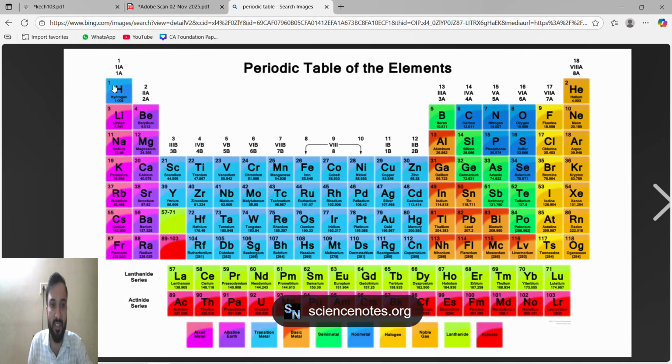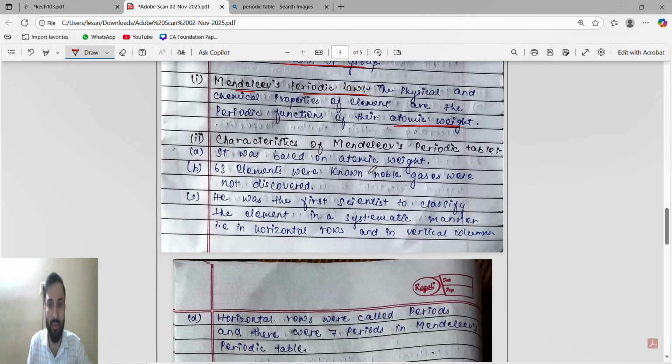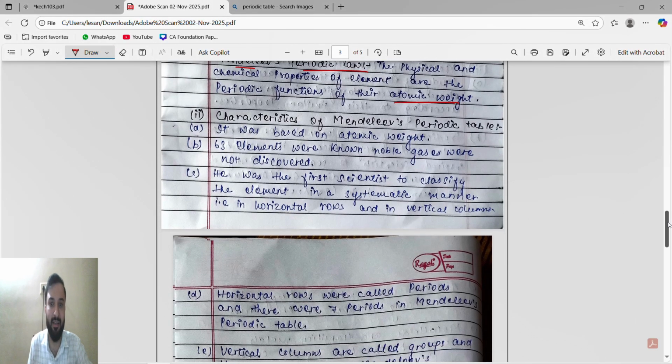See how easy atomic number is: 1 2 3 4 5 6 7 8 9 10 11 12 13. See atomic weight: 1 4 6 9 10 12 14 15 18 20. How will you remember? Tell me, how will you remember? So atomic weight should not have been taken, guys.